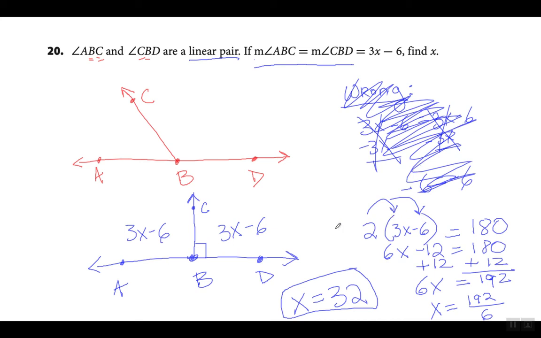Because it's a linear pair, when you add a linear pair, it always equals 180 degrees. So you could have either written 3x minus 6 plus 3x minus 6 equals 180, or the shorter way, which is 2 times (3x minus 6) equals 180, and use that equation to solve for x.